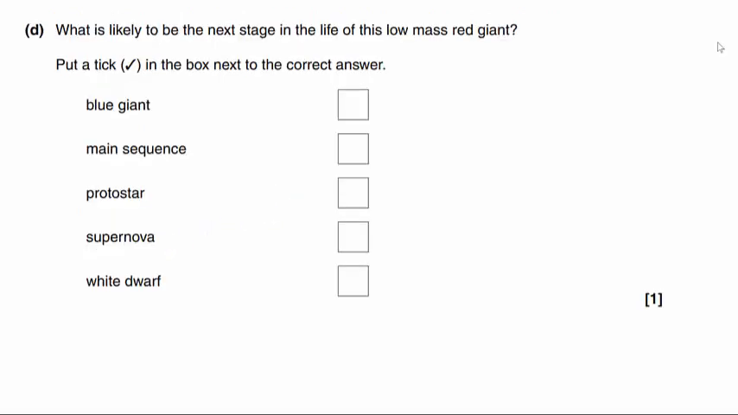Part D. What is likely to be the next stage in the life of this low-mass red giant? Well, it's been stressed that this is a low-mass red giant. It's not a supergiant, it is a red giant. And the next thing to happen to a red giant is that it will become a white dwarf.